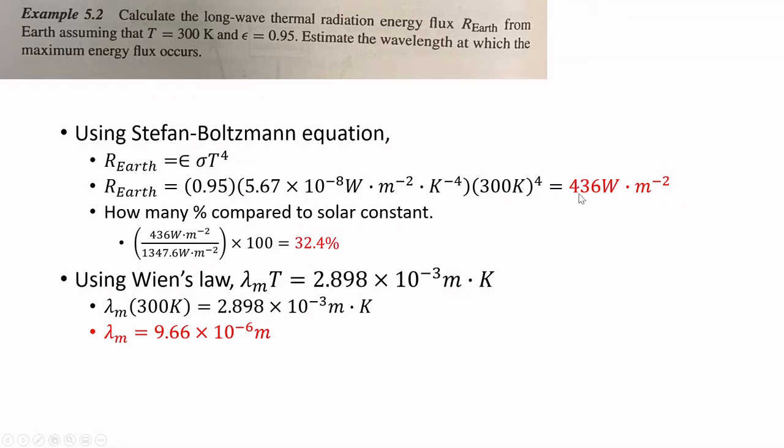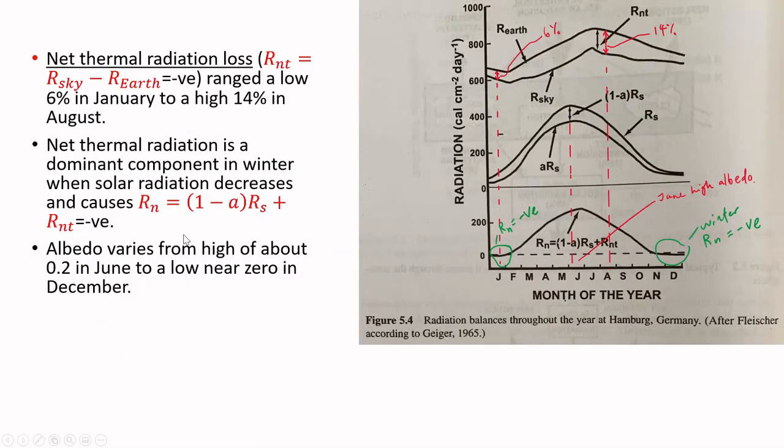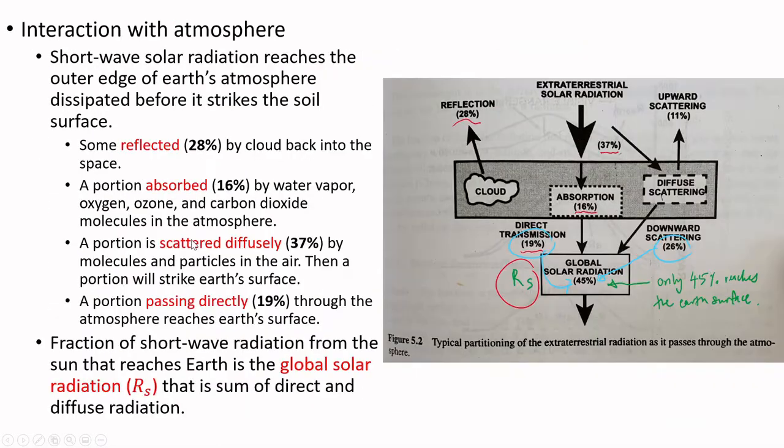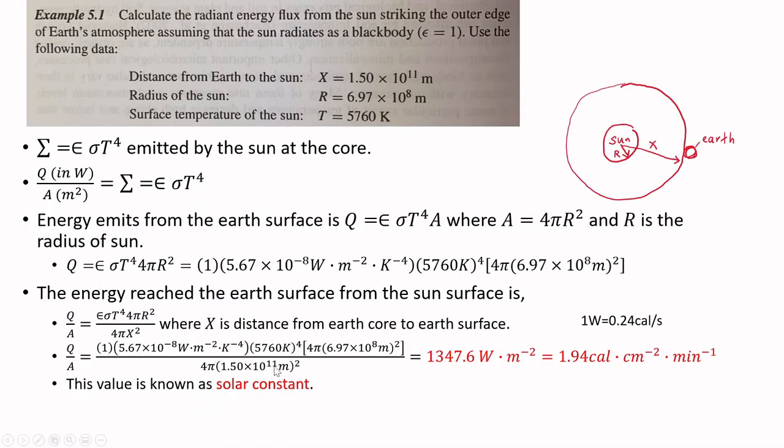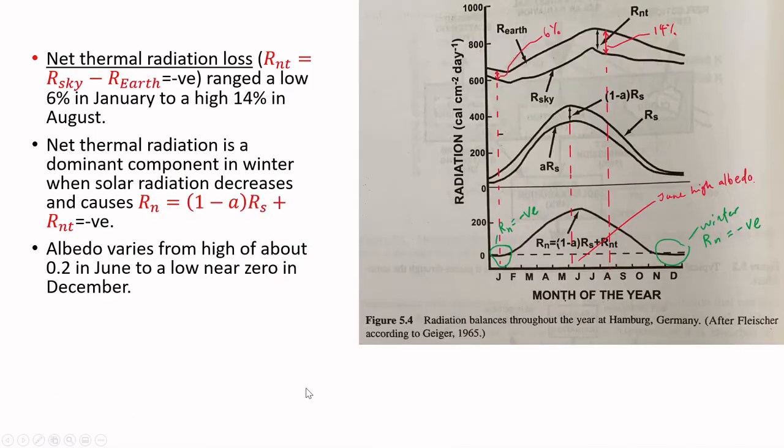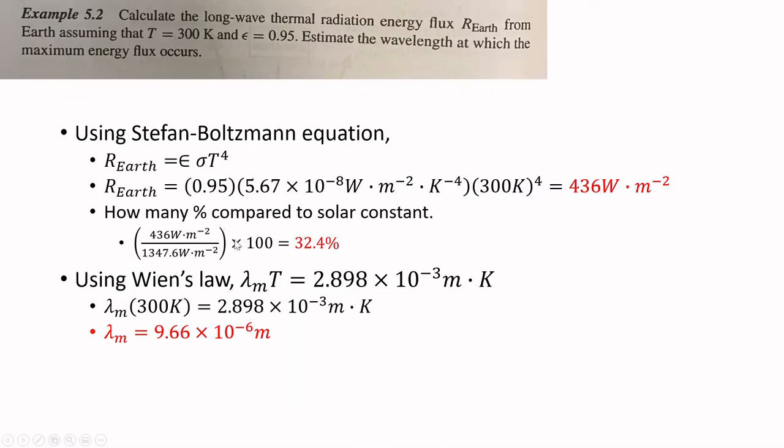So we find about 436 watt per meter square. So we take this value divided by the global solar radiation. Okay, not global solar radiation, it's the solar constant. All right, we show it in solar constant. So we divide by the solar constant, multiply by 100, we get about 32.4%. So about 32.4% of the energy coming from the sun is actually emitted back from the earth to the sky, in the form of R earth, at a temperature of 300 Kelvin and emissivity of 0.95.